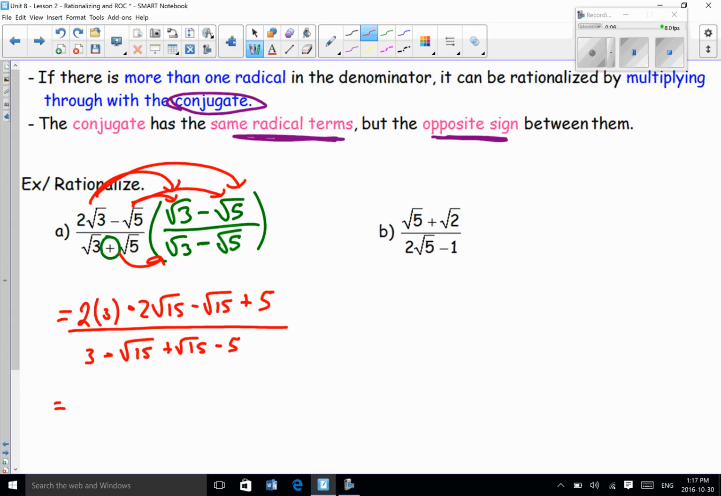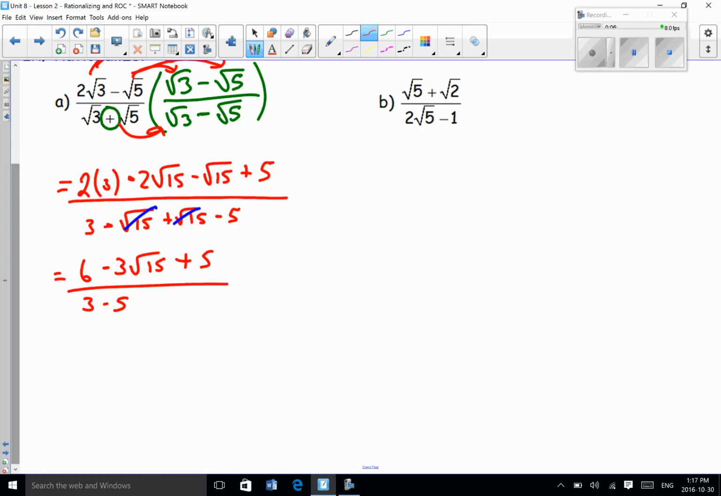So up top, I end up with a 6. I have 2 root 15s in the middle. I can collect them. So 3 root 15 plus 5. On the bottom, I end up with a 3. If you do this right, these two things obviously will cancel each other out. And then minus 5. On the top, I can simplify a little bit further. I get 11 minus 3 root 15 all over negative 2. And I've taken something, I had 2 radicals in the bottom. I've gotten rid of both of them.